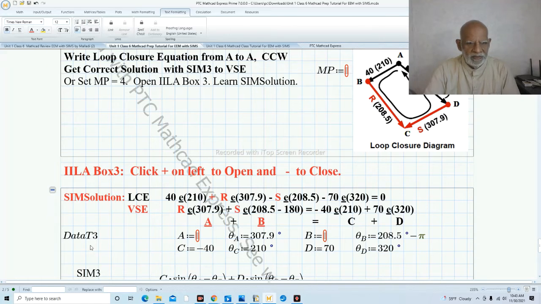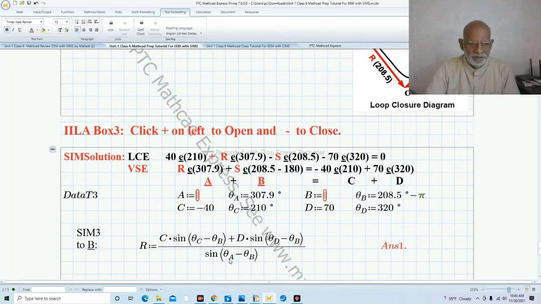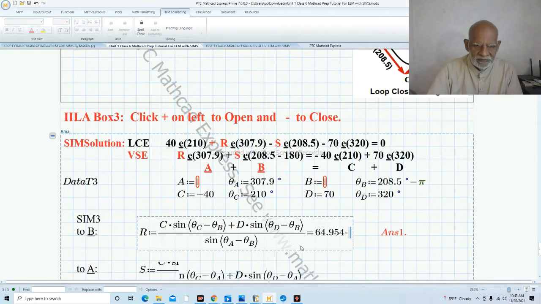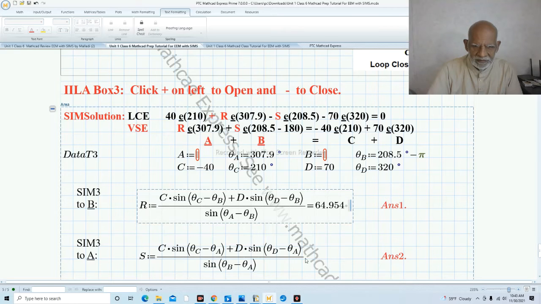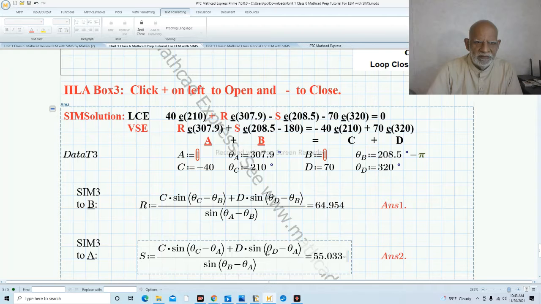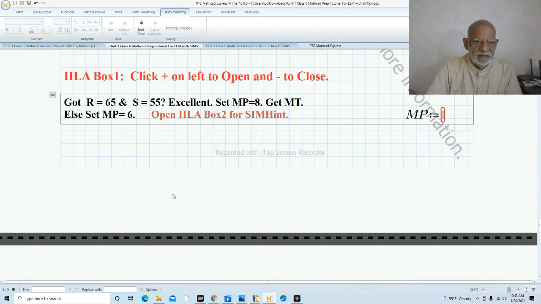Now this is data type 3, T3, with two unknown magnitudes. So we have written that. See here, instead of 180 we have put 5 because we want to save some time. Now we can happily solve this. So that's the one answer, and this is the other answer, and they match the values here.